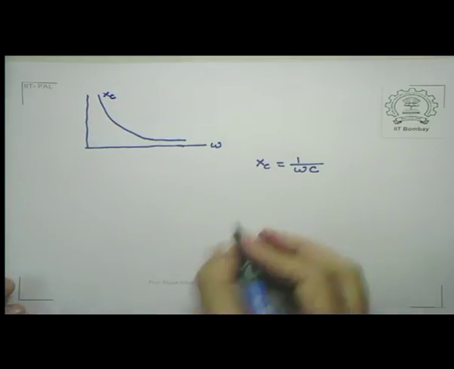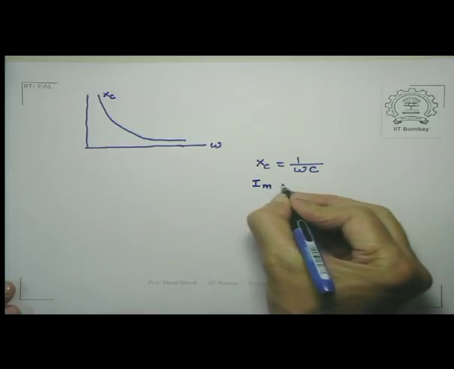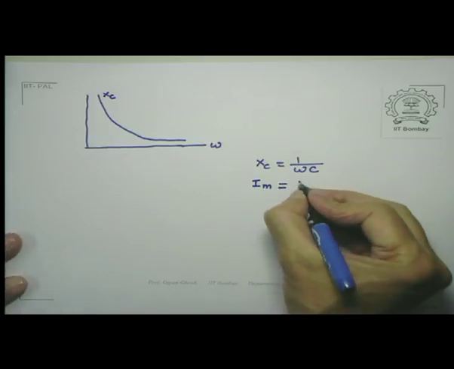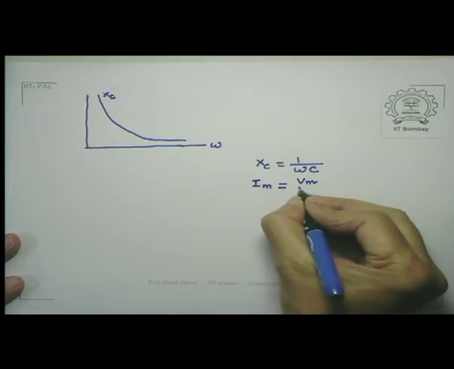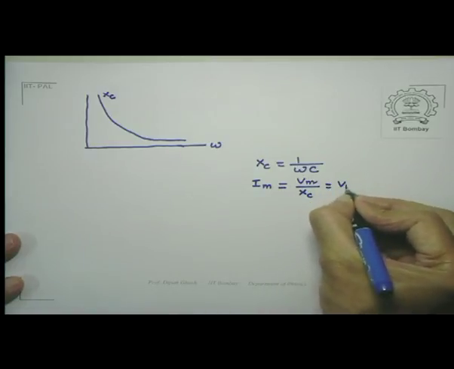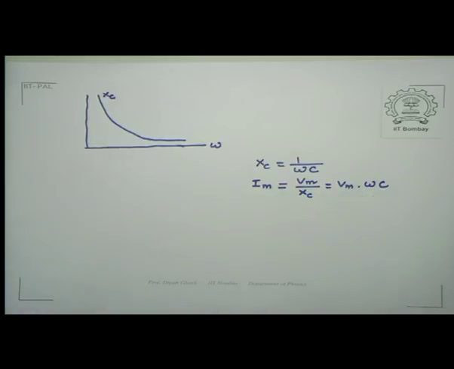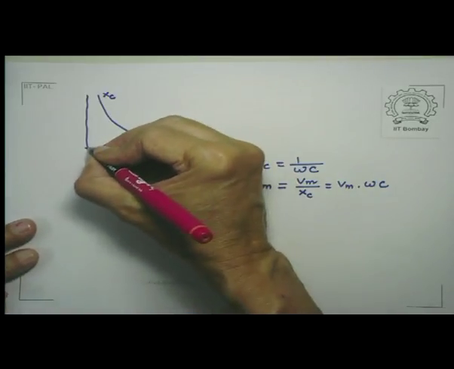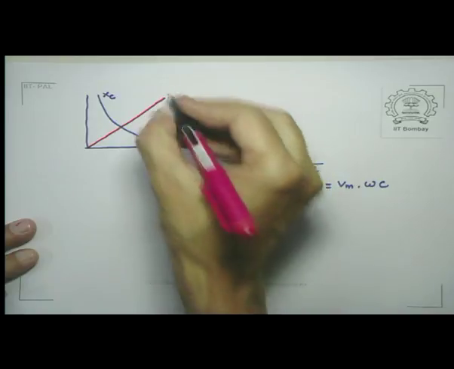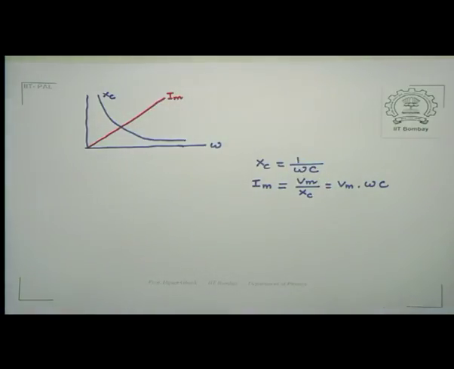Now recall that my current amplitude Im is Vm divided by Xc, which is Vm times omega C. So if in the same plot I am plotting the behavior of Im, this is just linear. The amplitude increases with increasing frequency.